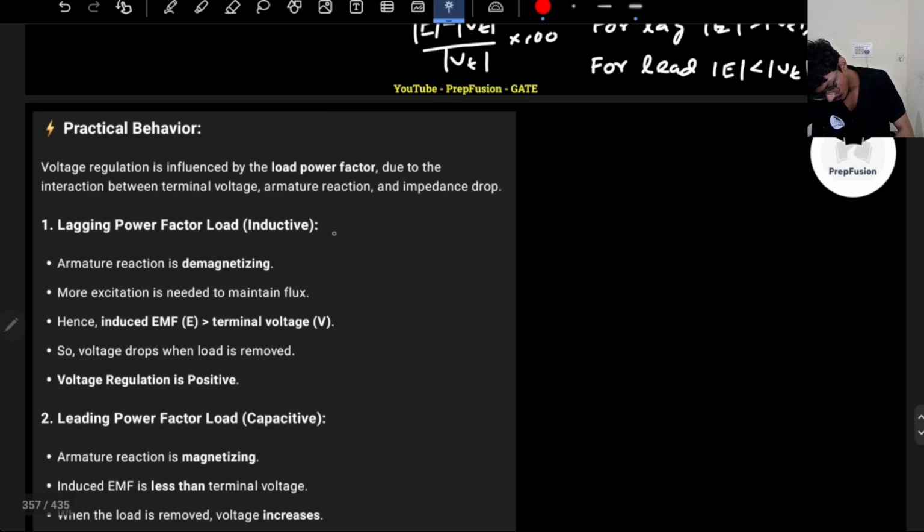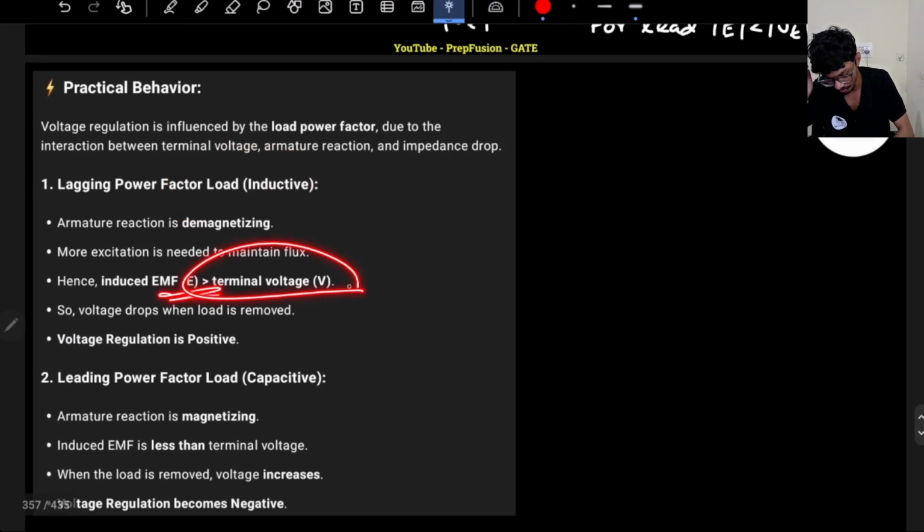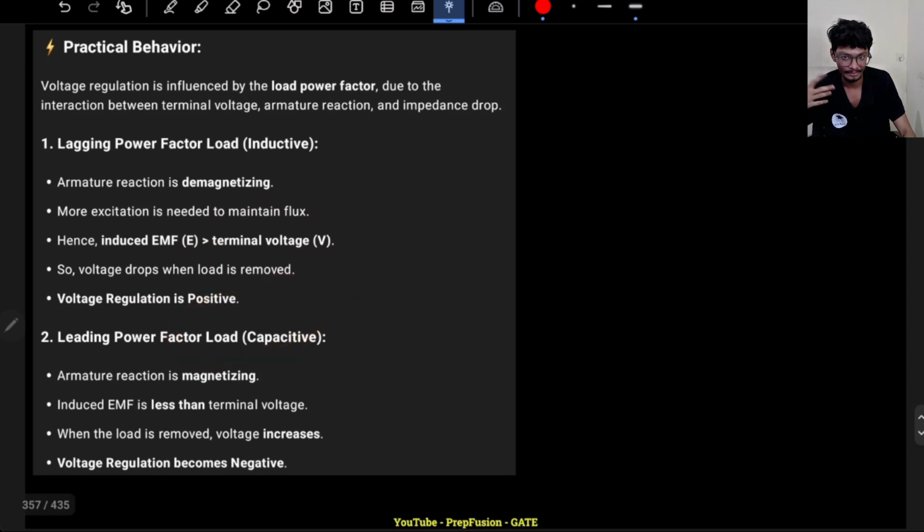So for lagging load, for inductive load, the induced EMF will always be higher, so voltage regulation will be positive. For leading load, it will be capacitive. For capacitive load, voltage regulation can become negative. There can be a negative case.